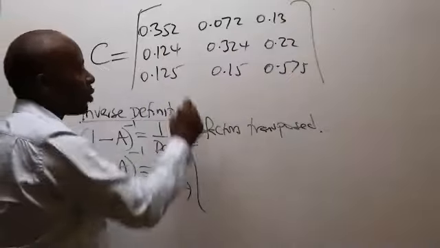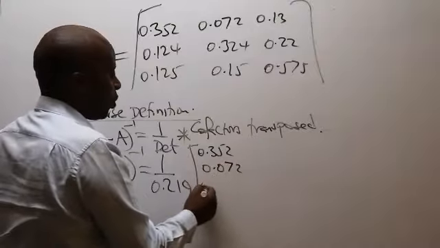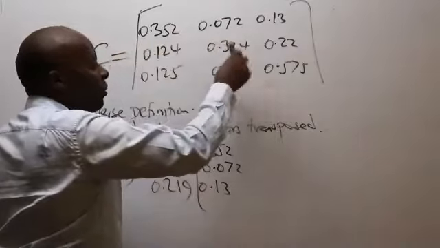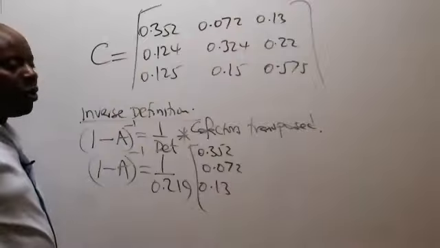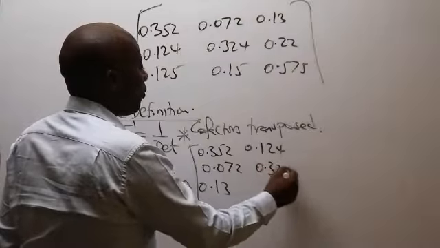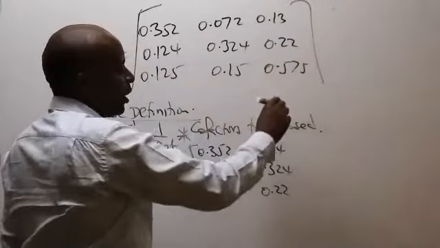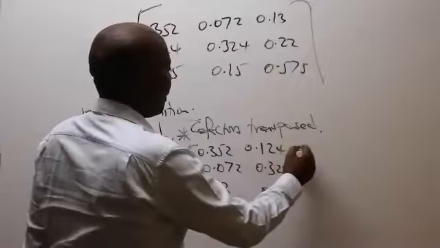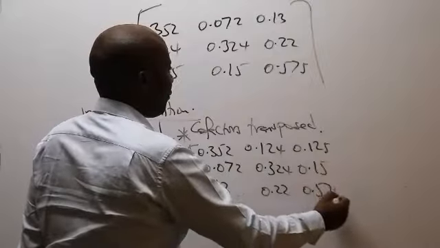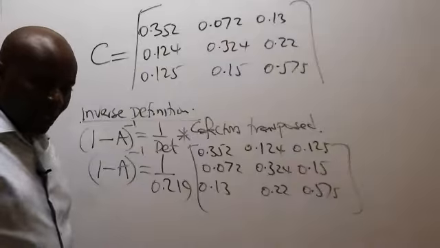So row number 1 becomes column number 1. So we have here 0.352, 0.072, 0.13. So this is row 1 that has become column 1. Row 2 becomes my second column. Row 2 here we have 0.124, 0.324, then we have 0.22 like that. And then row 3 becomes column 3, we have 0.125, 0.15, 0.575, like that. So ladies and gentlemen, this is our I minus A inverse.